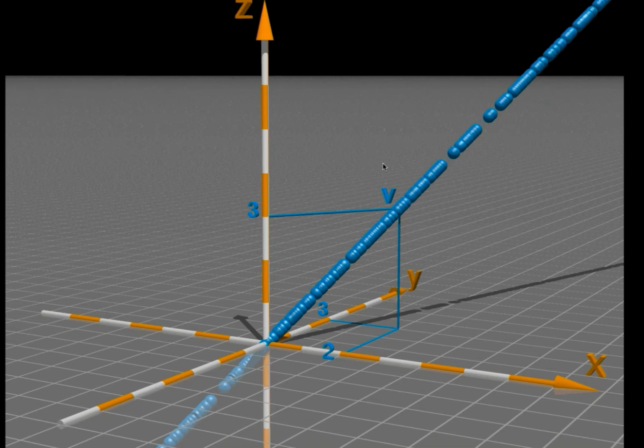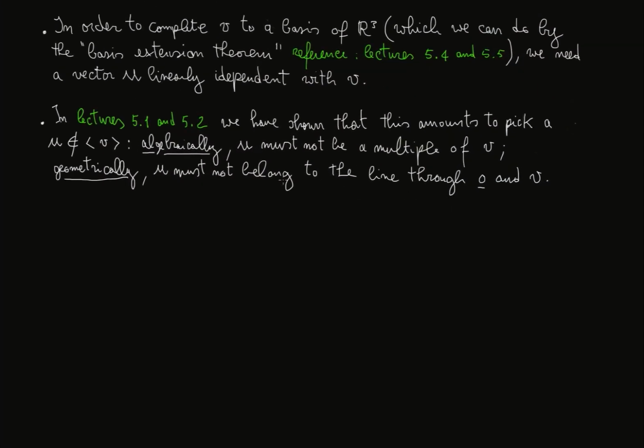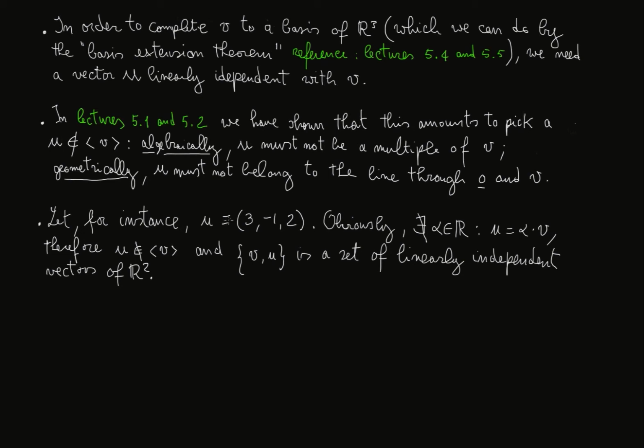And indeed, we can clearly see the vector space generated by v now as the straight line passing through all these linear combinations that we have just seen. So we need a vector u that is not a multiple of v. For instance, let's pick u equal to (3, -1, 2). Certainly it is not going to be a multiple of v, because there won't be any real number alpha for which alpha times v is going to be equal to u. Therefore, u does not belong to the vector space generated by v, and v and u is a set of linearly independent vectors of R cubed.